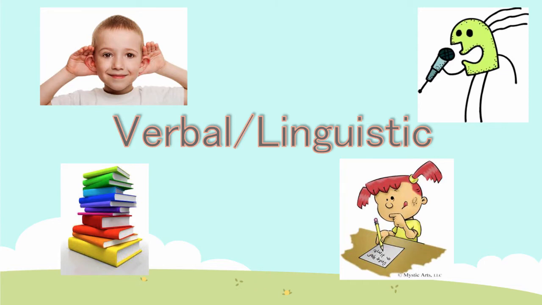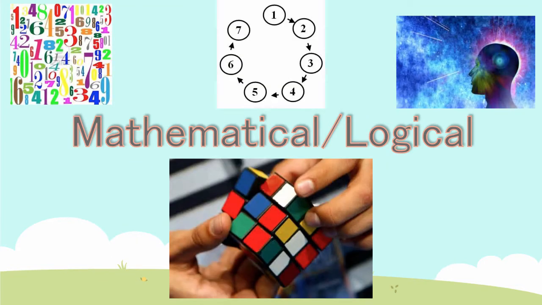The next intelligence is the mathematical and logical intelligence. These students are skilled in numbers and problem solving. They tend to think abstractly and analytically. Usually they do their best when instruction is logically sequenced, and they enjoy experimenting, questioning, figuring out puzzles, and calculating.